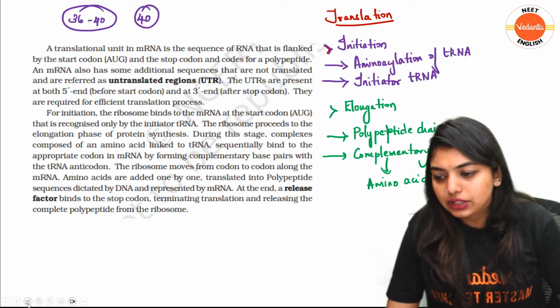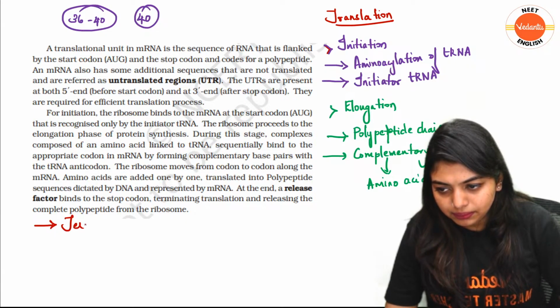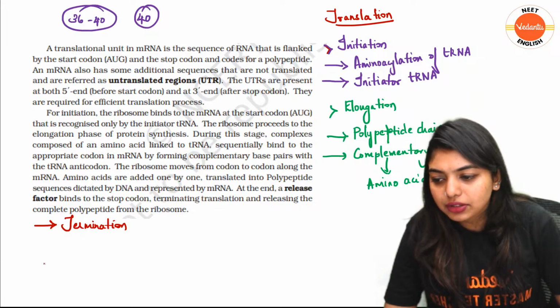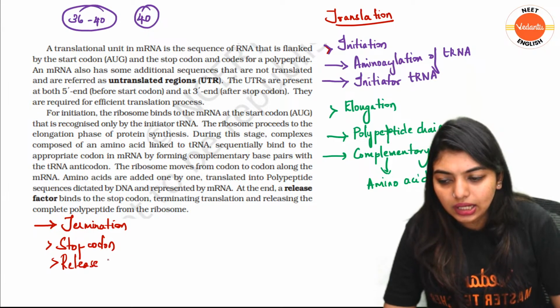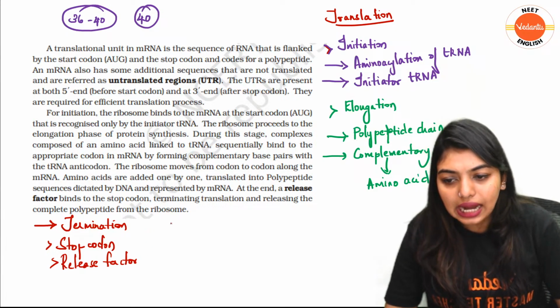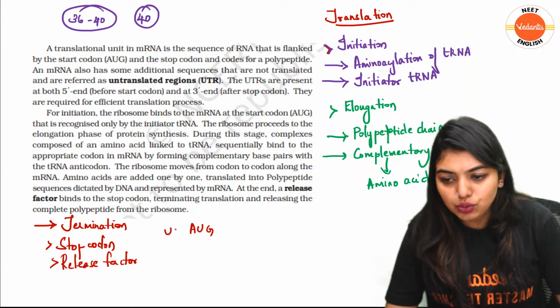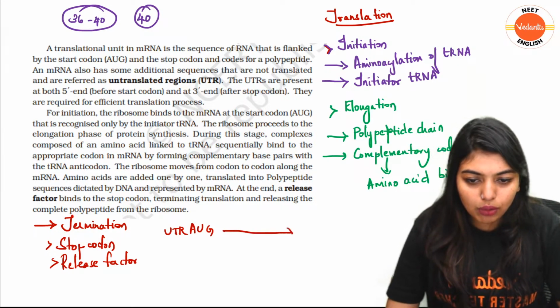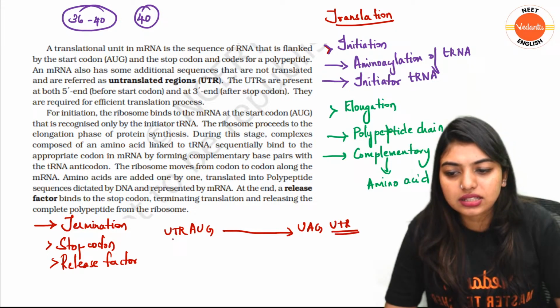Then during the last stage, that is your termination, what do we have? We have the presence of a stop codon. Other than the stop codon, we have a release factor that will actually terminate the reaction. And before the start codon, that is before AUG, there are some UTRs, and after the stop codon, say UAG, there are some UTRs. This way, the entire translation will come to an end.